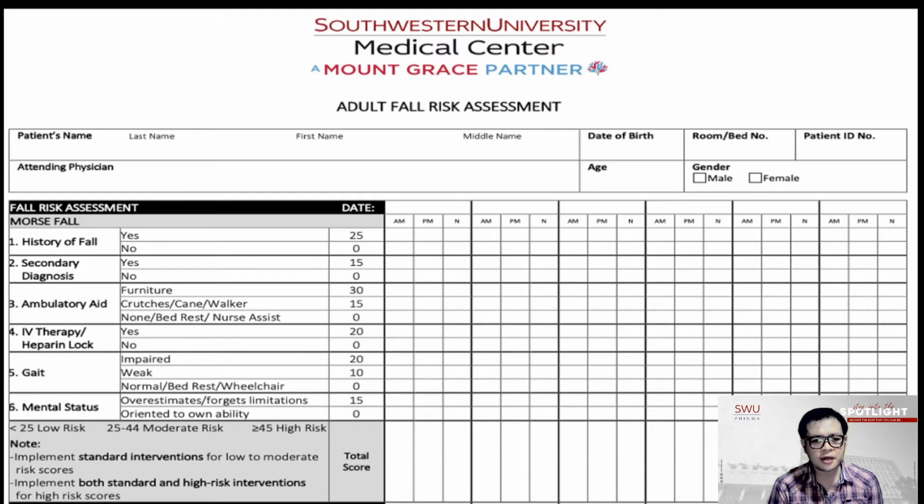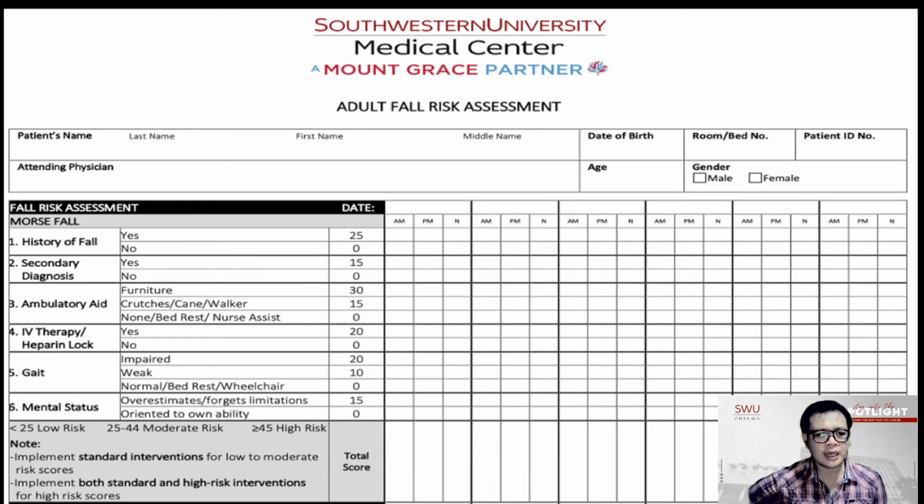As you can see in the third column, there are different numbers. So this is the grading. When you say yes for a history of fall, that makes it 25 points added to that particular criteria. And when you say no, it means it's 0 and you have nothing to add. Next is the secondary diagnosis. When you say yes, it comes along with a score of 15. And if it's no, that means there is nothing that should be added.